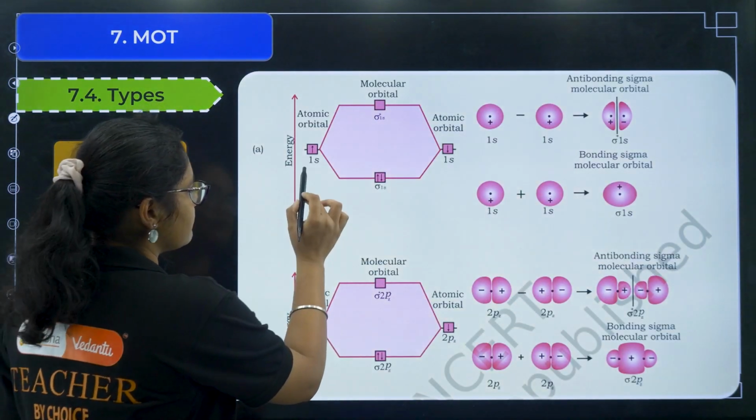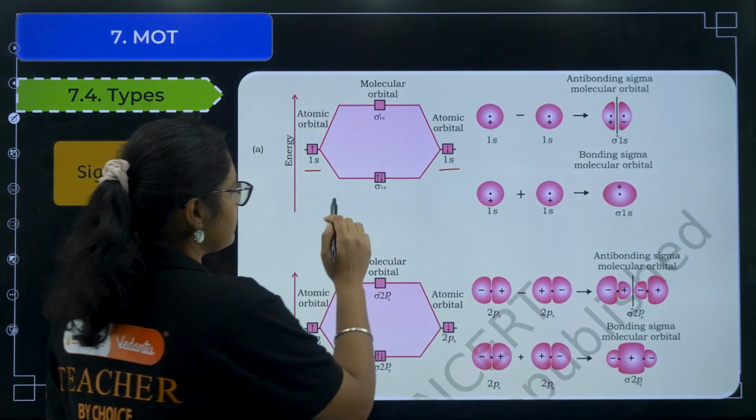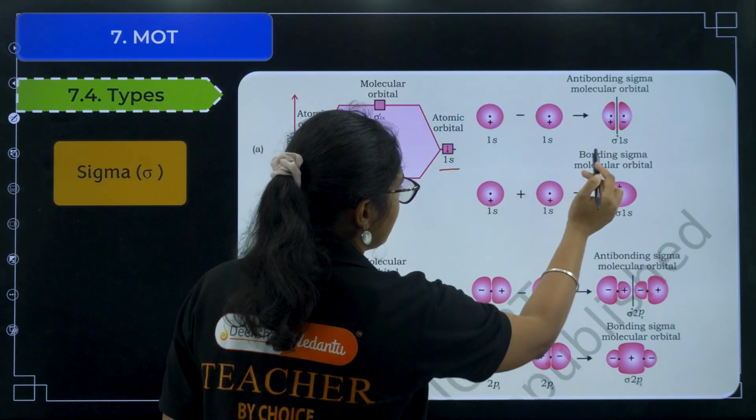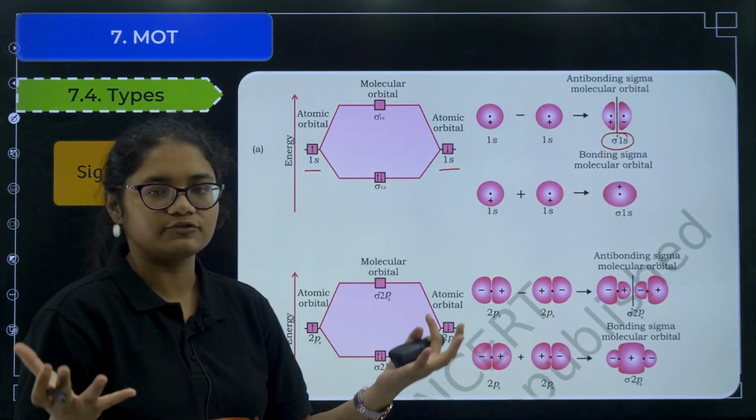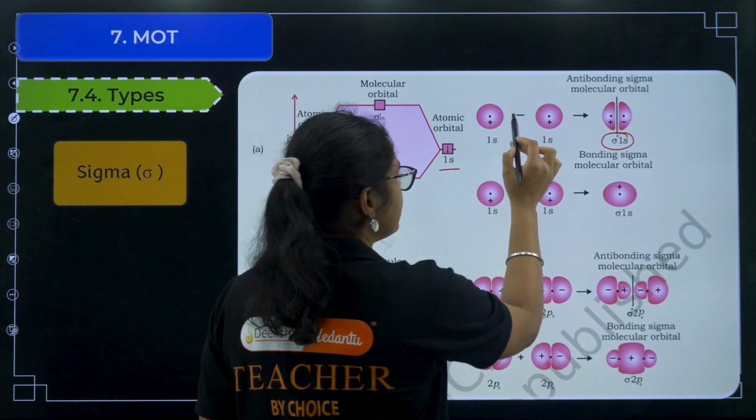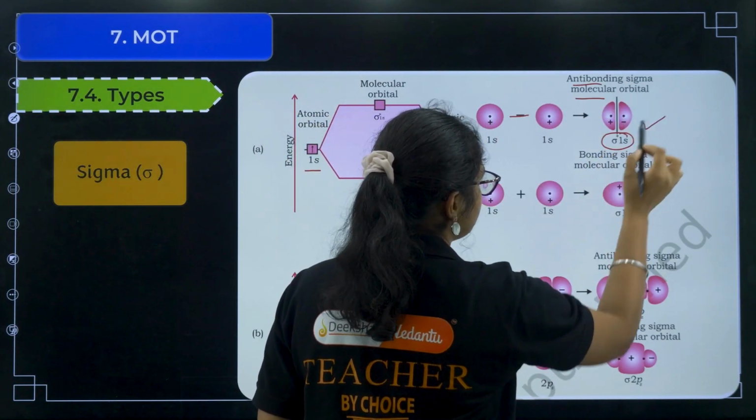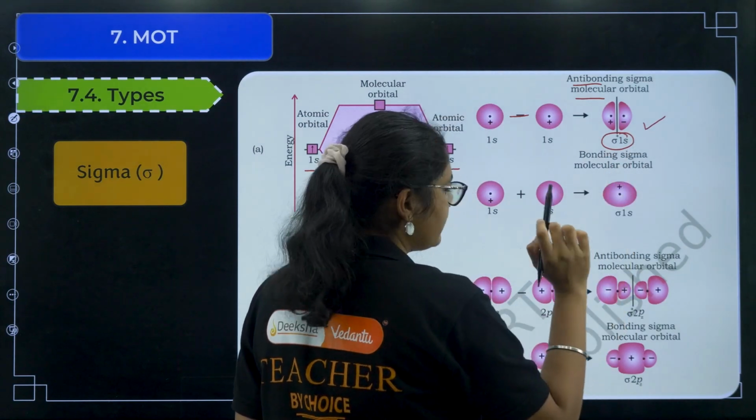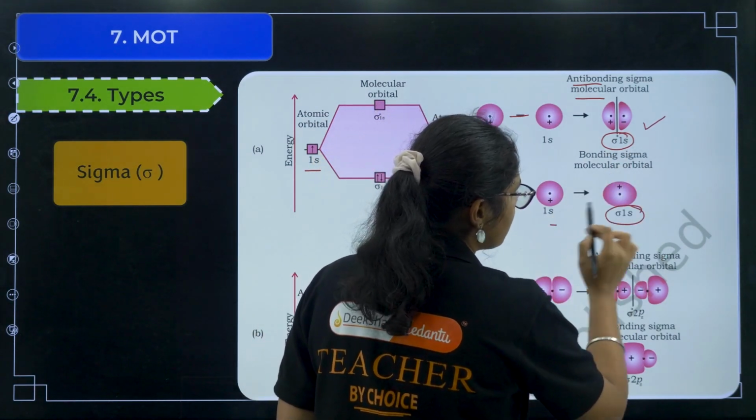Suppose I have a 1s orbital and a 1s orbital. The 1s orbital and 1s orbital combine to give you sigma 1s. When it is minus, showing destructive interference, we get the anti-bonding molecular orbital here, sigma star 1s. And 1s and 1s combine constructively to give you sigma 1s.